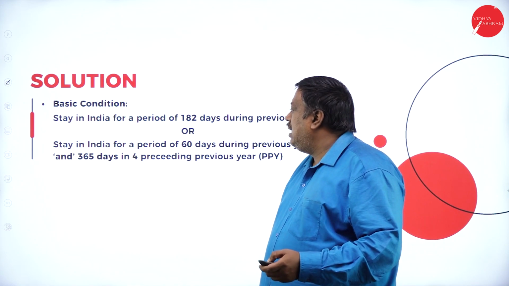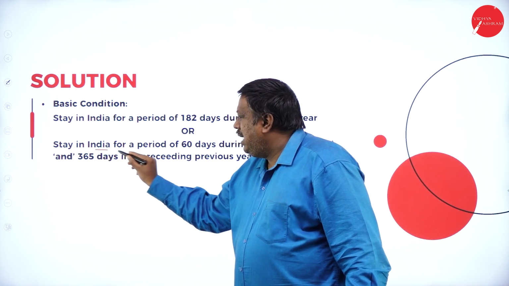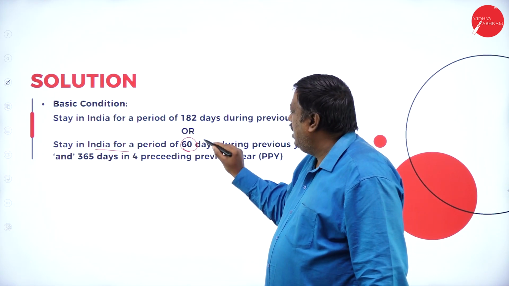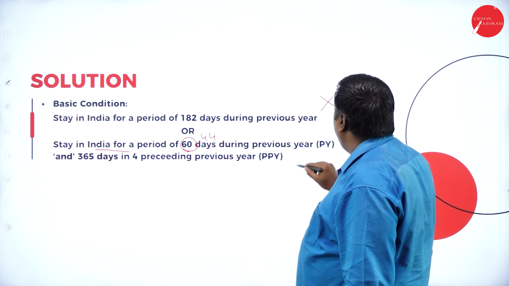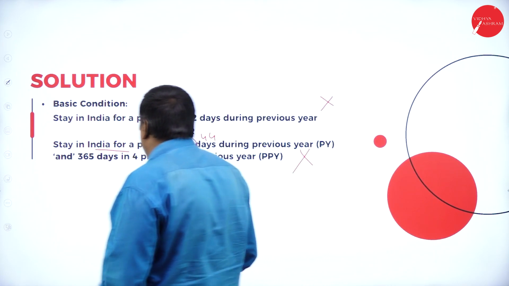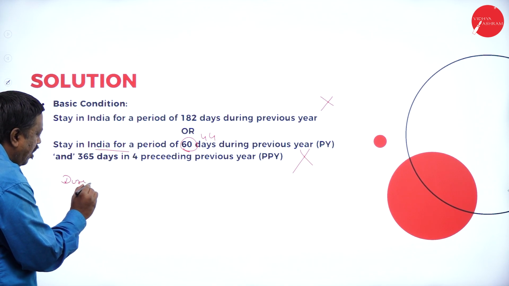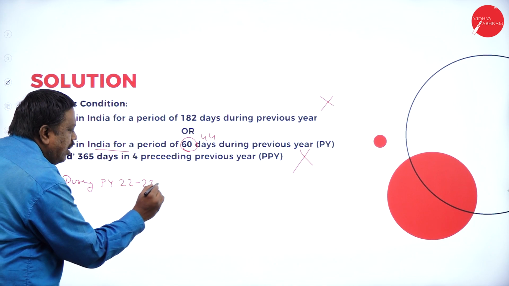So what is my other basic condition we have here? During previous year, stay in India for a period of 60 days. I've stayed in India for 44 days. So I've not satisfied both the basic conditions. During previous year 22-23, Mr.